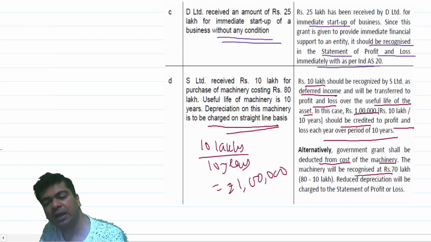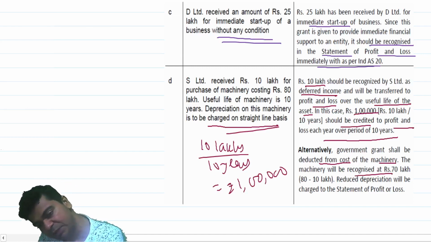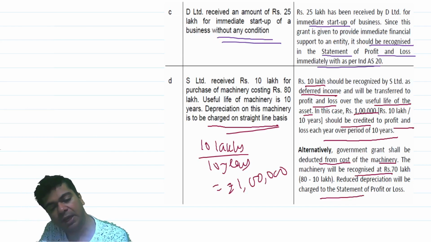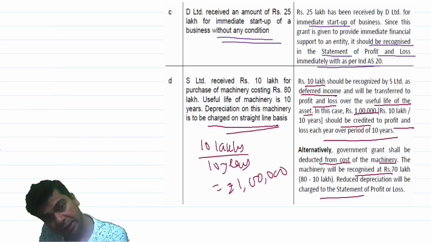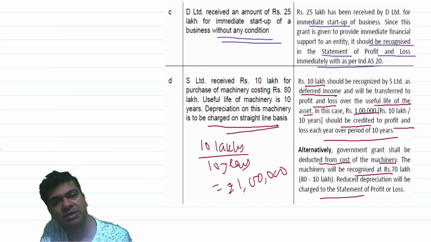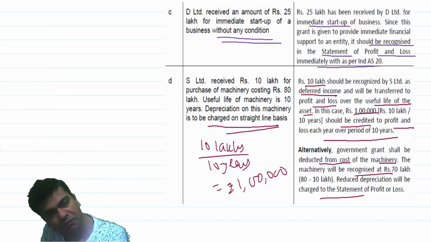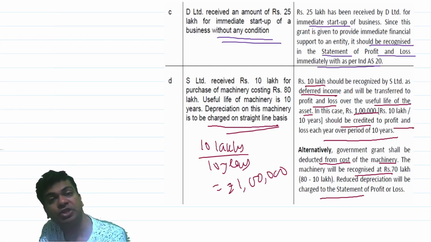The machinery will be recognized at 70 lakhs. Reduced depreciation will be charged to the profit and loss account. Because I will be recording the asset at 70 lakhs of rupees, I will charge depreciation on 70 lakhs. In the earlier approach, when you treat it as deferred income, the machine will be recorded at the full value of 80 lakhs. Then I'll be charging depreciation on rupees 80 lakhs.